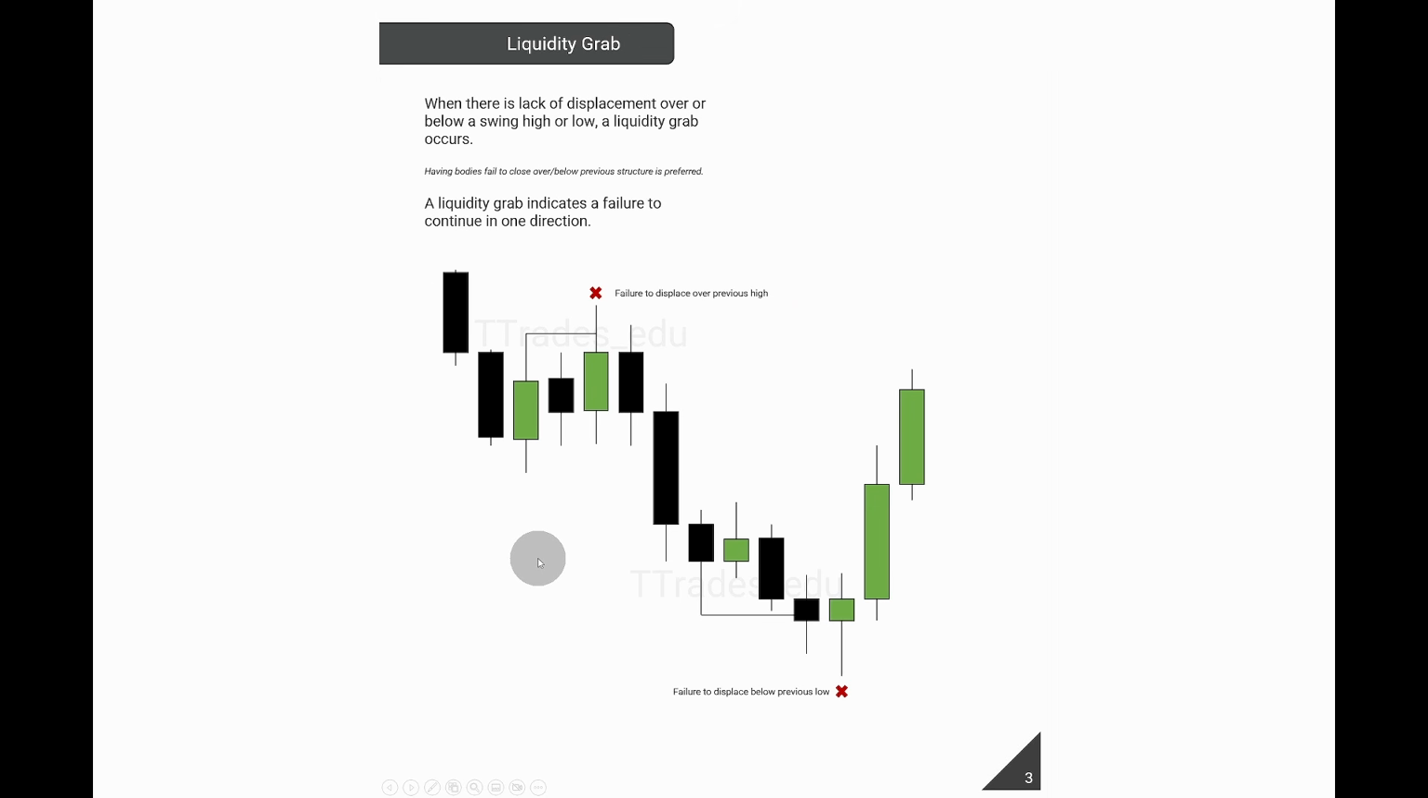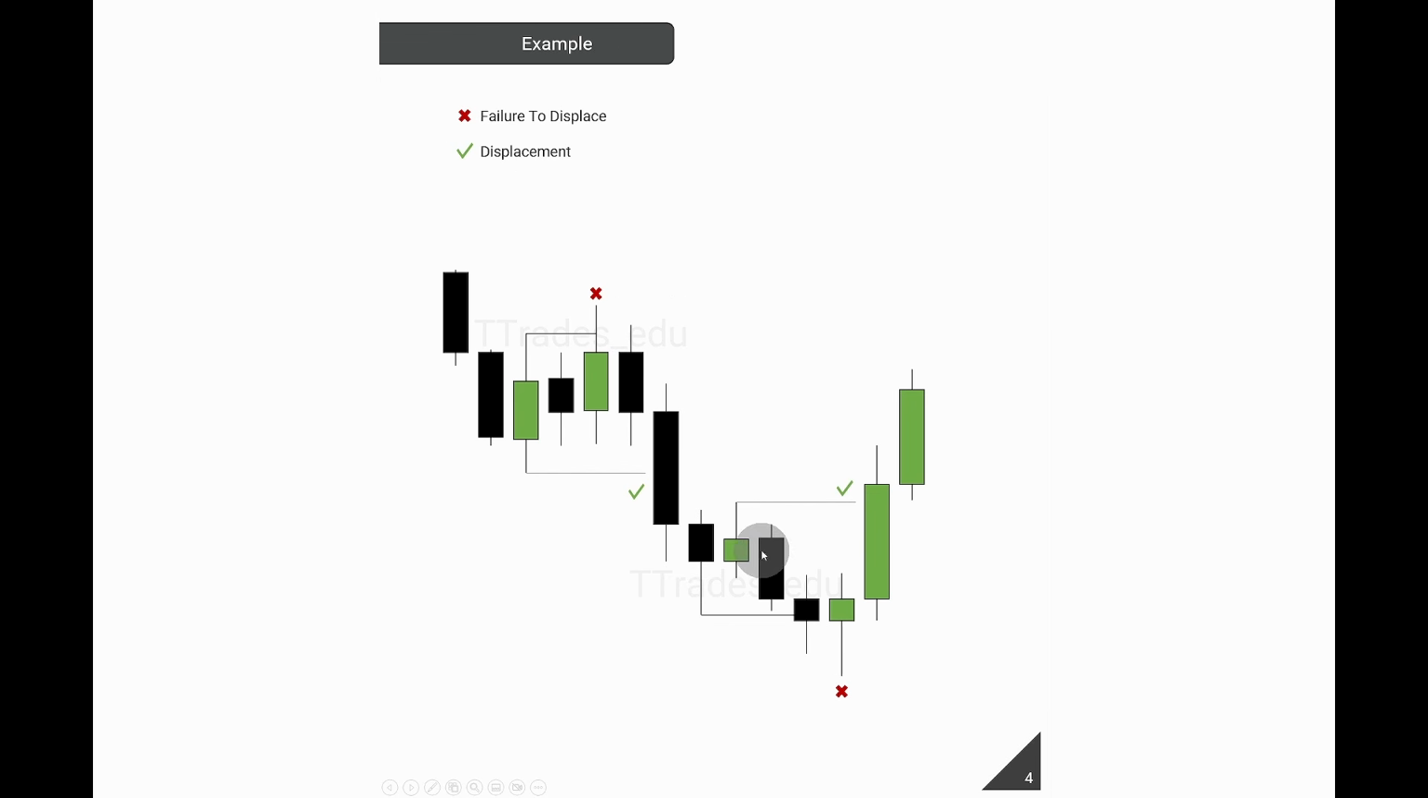Now, what is a liquidity grab? A liquidity grab, simply put, is a failure to displace over structure. So for example, here, when we move up, we fail to displace or get large aggressive candles over this high. Same thing right here, we reach over this high but close back in, and then we continue lower here. When we fail to displace below this low here, we look to the other side, and right here we get a strong aggressive move closing over this previous high, and we are likely to continue higher.